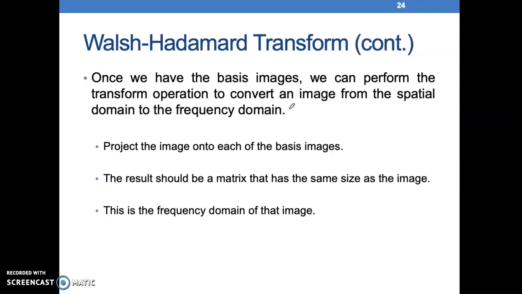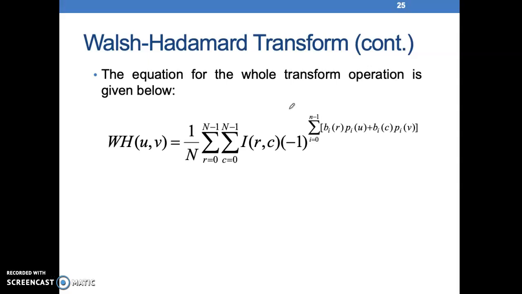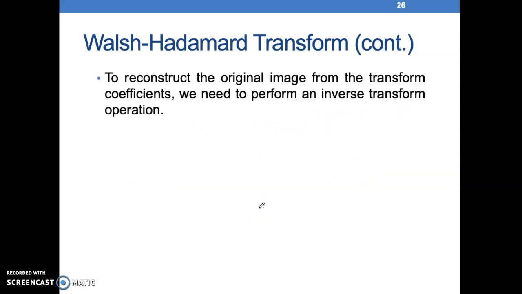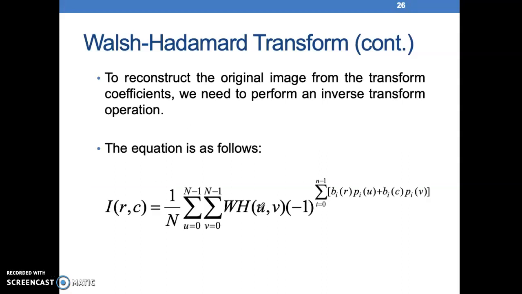So once we have the basis image, we can perform the transformation. So the process will be the same. So this is the formula to get the equation of whole transform operation. Where you will have the IRC and this is the basis image. So you do the projection, then you will get the WHUV. So WHUV is the transformation image.